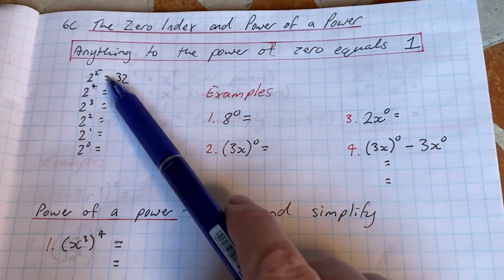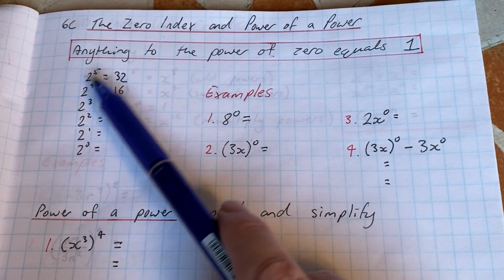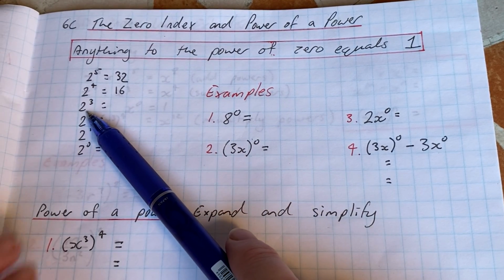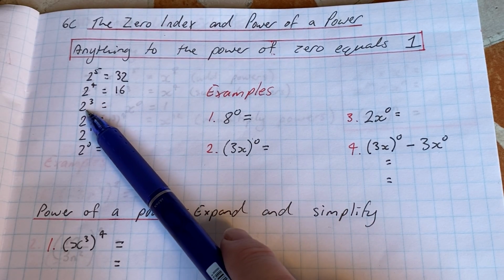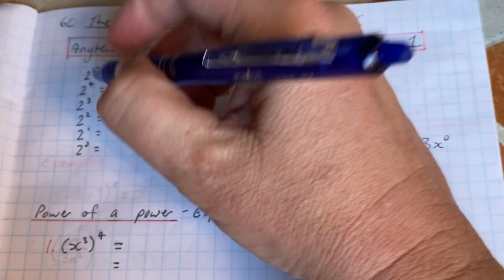If we have 2 to the power of 5, well, that's 32. You can put that in your calculator. 2 to the power of 4 is 16. 2 cubed, well, that's 2 times 2 times 2. So 2 times 2 is 4. 4 times that third 2 gives us 8.